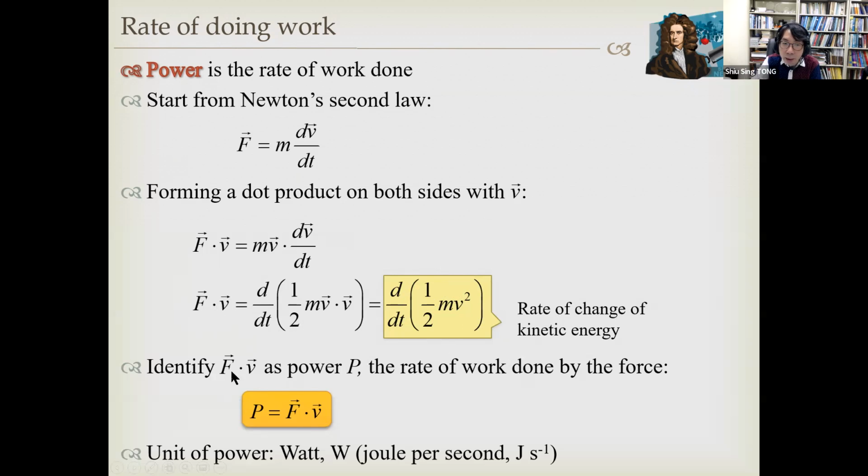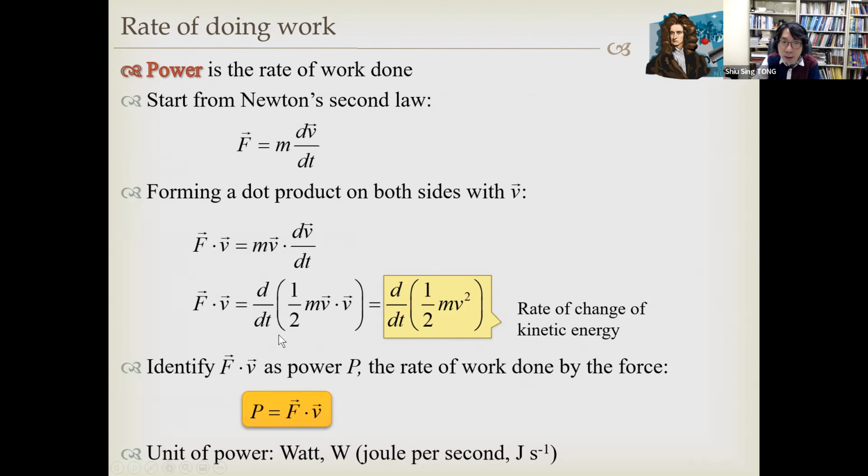So that means we can interpret the F dot V as a power, the rate of work done by the force. And so power is given by F dot V. Because it's a rate of work done, and the work done has a unit of joule, the rate of work done will have a unit of joule per second. The work done per unit time, right?